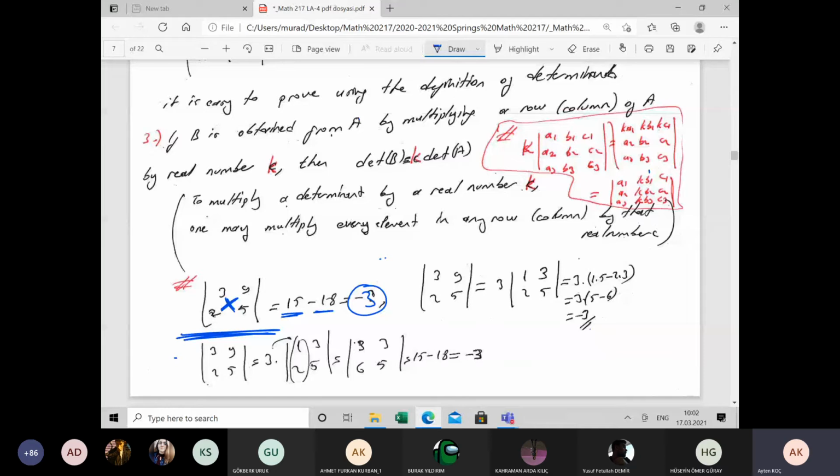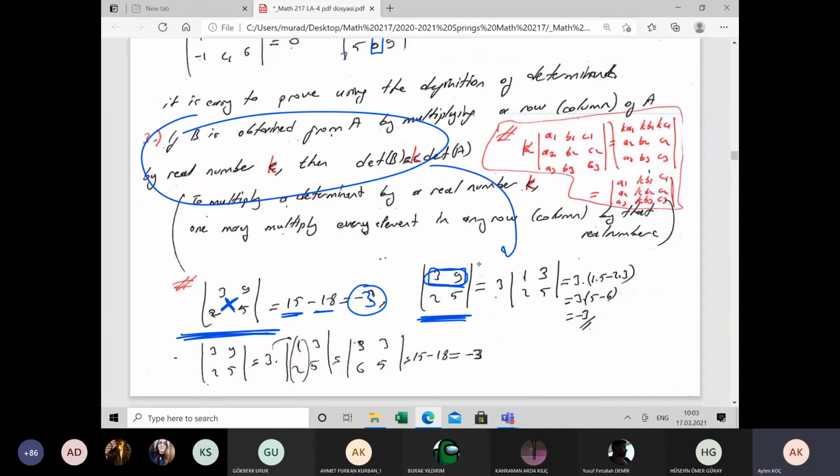But we can also compute this determinant by using this property. Take the same determinant and look at the first row. The first row contains a common factor: 3, 9, and this row contains the factor 3. So we can write this determinant as 3 times the determinant with rows 1, 3 and 2, 5.